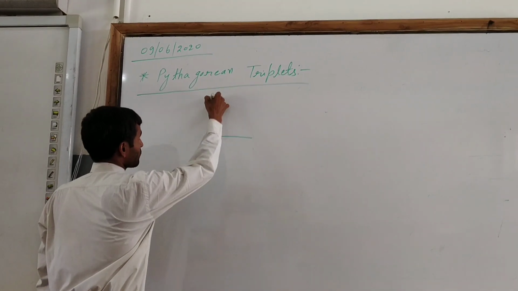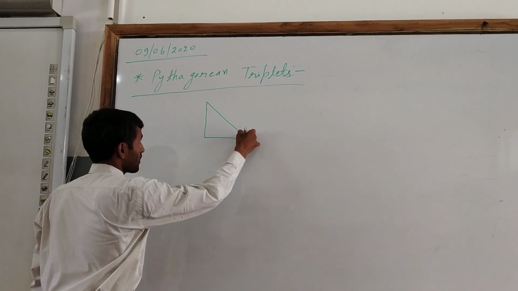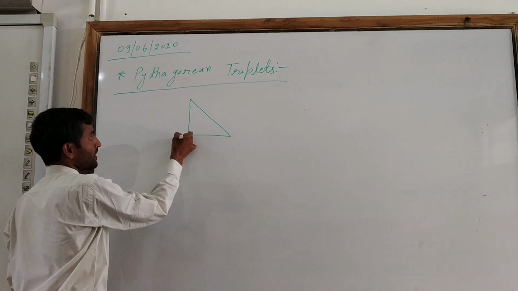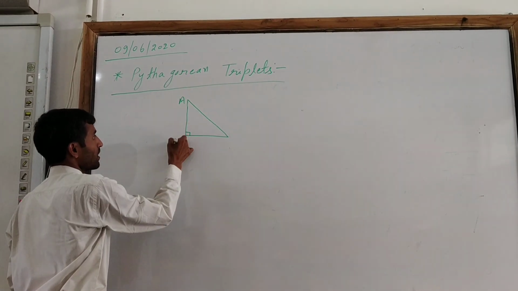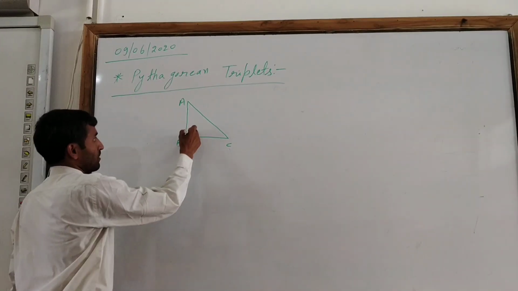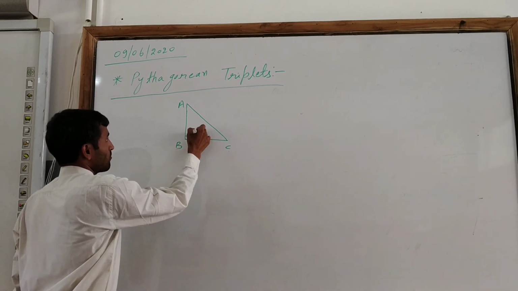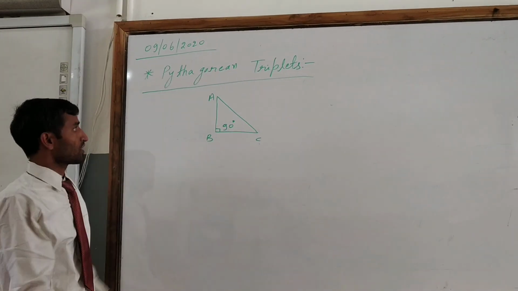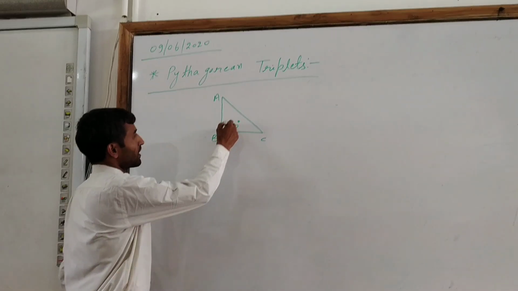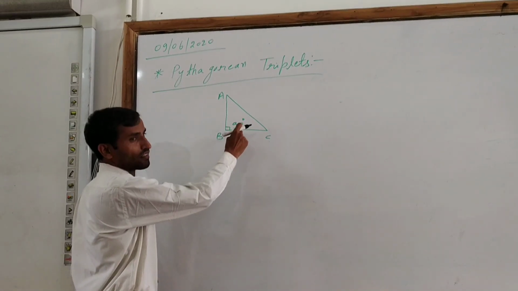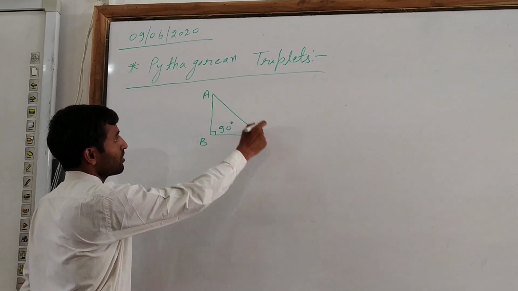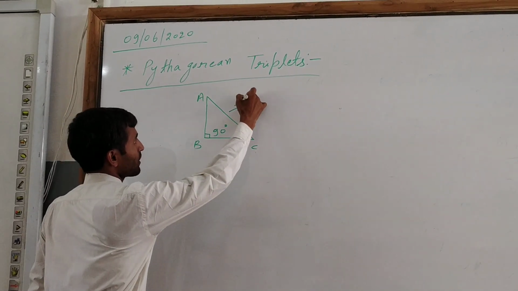A right triangle means one angle will be 90 degrees. Take triangle ABC. In this, angle B is 90 degrees, and the other two angles will be acute angles. This right triangle has three sides. The side opposite the 90 degree angle will be AC, and that is called the hypotenuse.